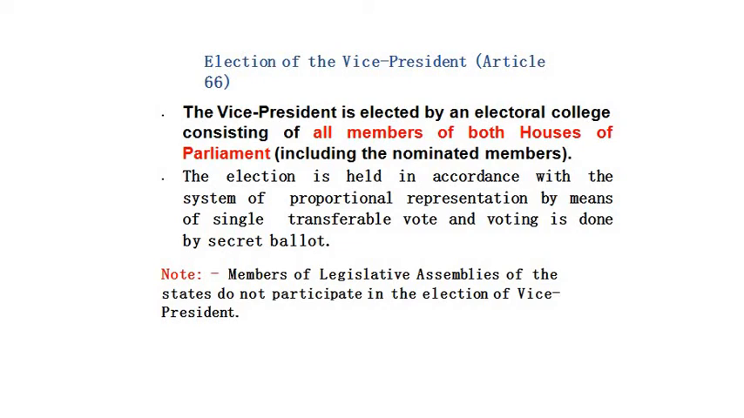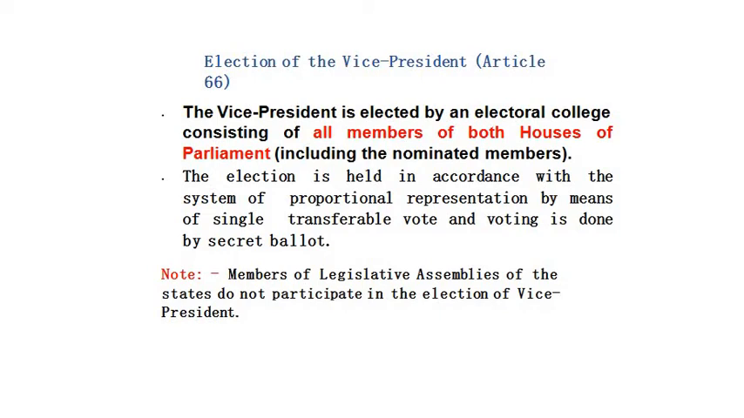The election of the Vice President is under Article 66. The election of the Vice President is slightly different from the election of the President. So what are the conditions for that? The Vice President is elected by an electoral college consisting of all members of both houses of the parliament, including the nominated members. The election is held in accordance with the system of proportional representation by means of the single transferable vote, and voting is done by secret ballot.